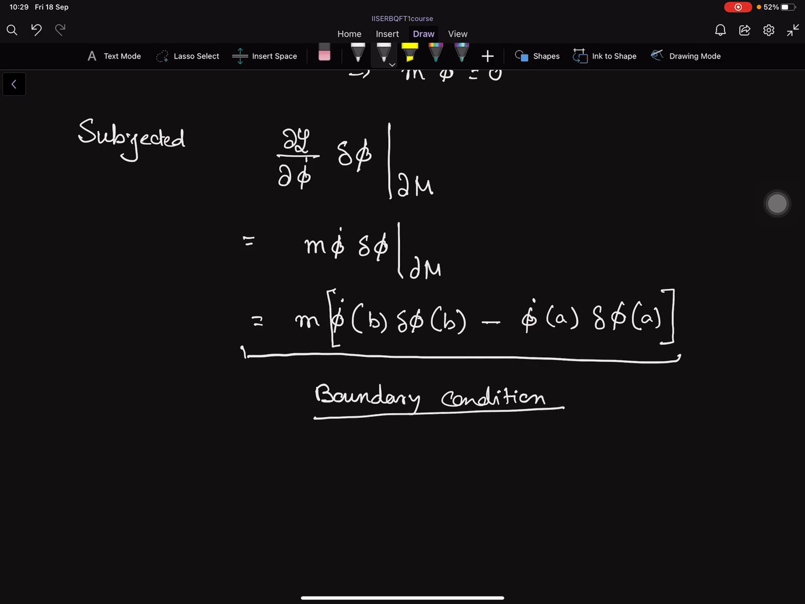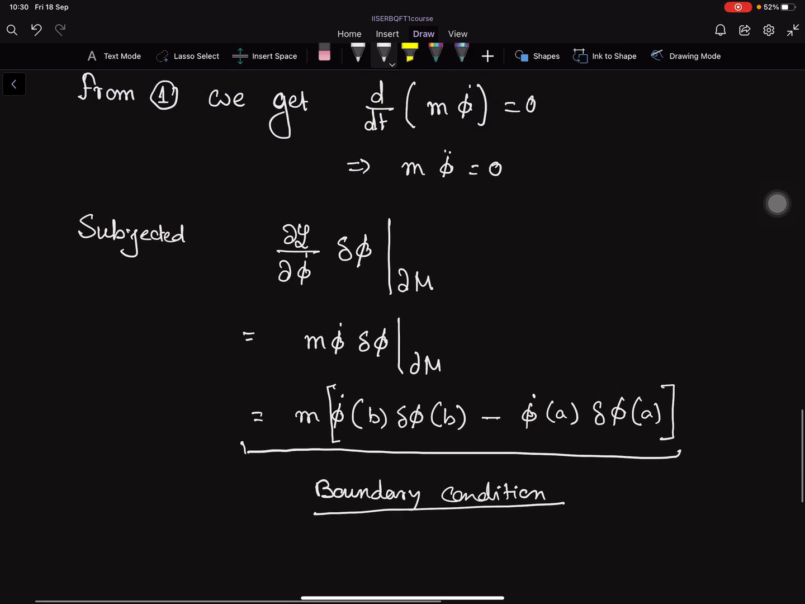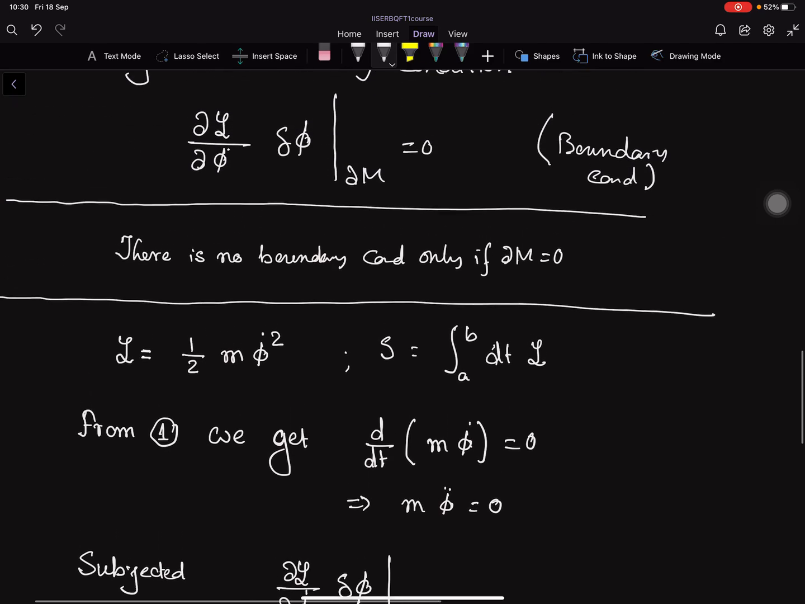So you should always remember that when we are doing these partial derivatives, when we are getting equations of motion from the Euler-Lagrange equation, this one is called the Euler-Lagrange equation.